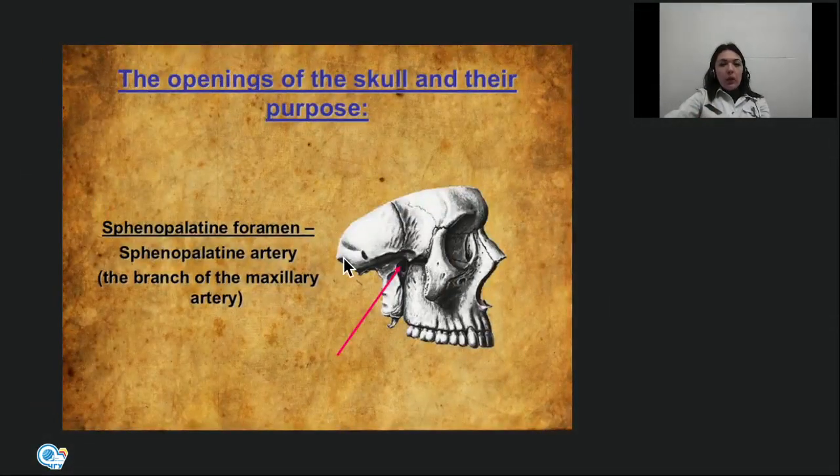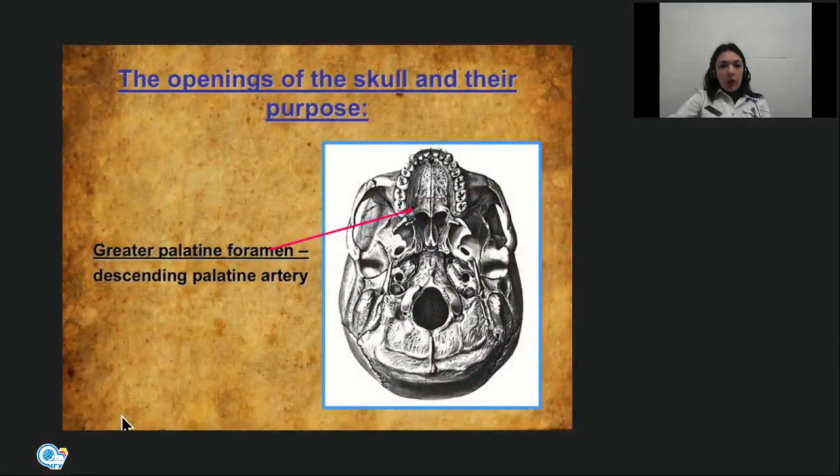The sphenopalatine foramen is an opening in the pterygopalatine fossa. Through it, the sphenopalatine artery passes, that is a branch of the maxillary artery, and also the posterior, medial, and lateral nasal branches from the pterygopalatine ganglion. This is the sphenopalatine foramen. And the greater palatine foramen is a communication between the pterygopalatine fossa and the oral cavity. The descending palatine artery, as well as the greater palatine nerves, pass through it.